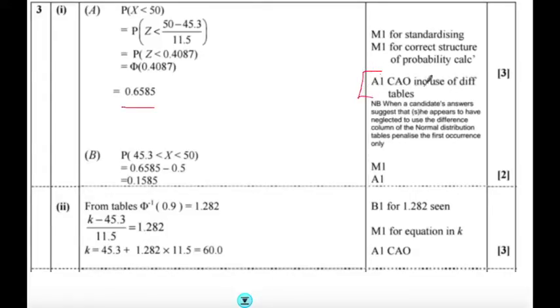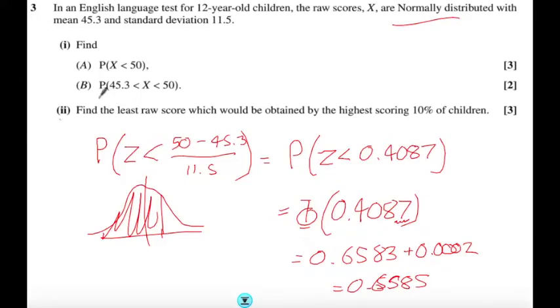So you have to use the difference table. So in other words, using those differences in the table. When the candidate's answers suggest that he/she appears to have neglected to use the difference column in the normal distribution tables, penalise the first occurrence only. So you're not going to get penalised again. Right. In other words, you might get part B wrong because of that, and you're not going to get punished twice for the same mistake.